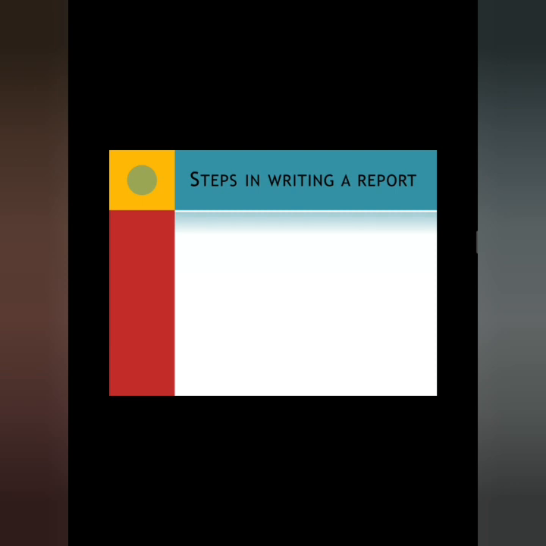Okay, so let's start. So first thing first, let's look at the steps in writing a report. Okay, we will start with the first step, which is choose a topic. All right, so you choose a topic on what you want to do for your study or for your research, and then after that you will have to write the objectives of the study. Okay, after you have decided on the objectives of the study, you will have to do some reading. Okay, and then you will have to review the related literature, depending on the topic that you have chosen.